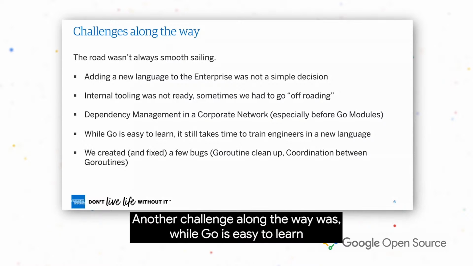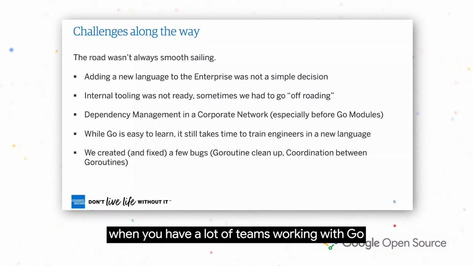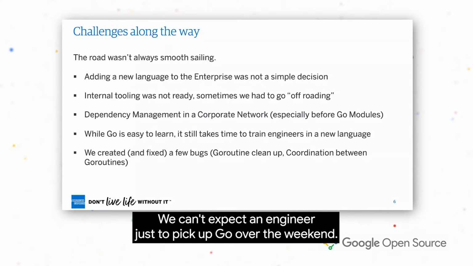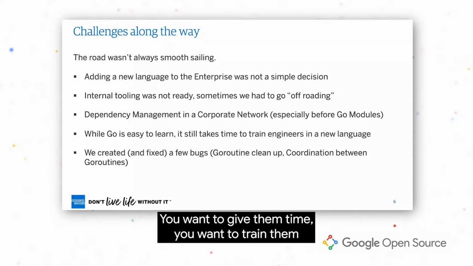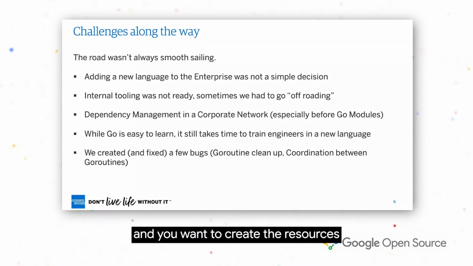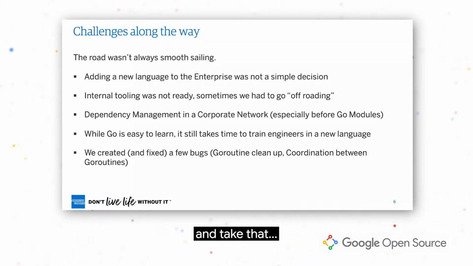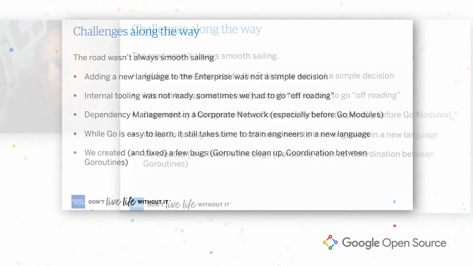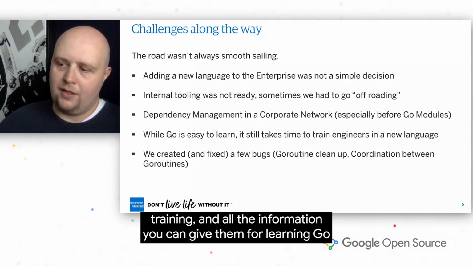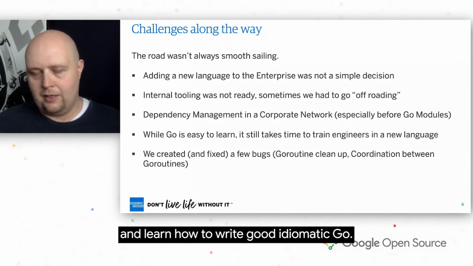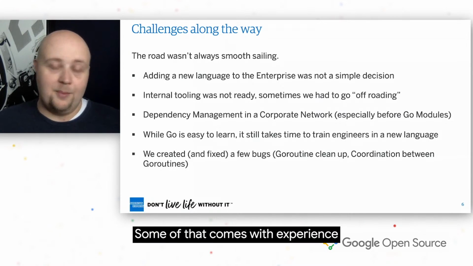Now, another challenge along the way was, while Go is easy to learn, when you have a lot of teams working with Go, it takes time to train those engineers. You can't expect an engineer just to pick up Go over the weekend. You want to give them time. You want to train them, and you want to create the resources and the facility for them to take that training and all of the information you can give them for learning Go and apply it and learn how to write good idiomatic Go. And some of that comes with experience.